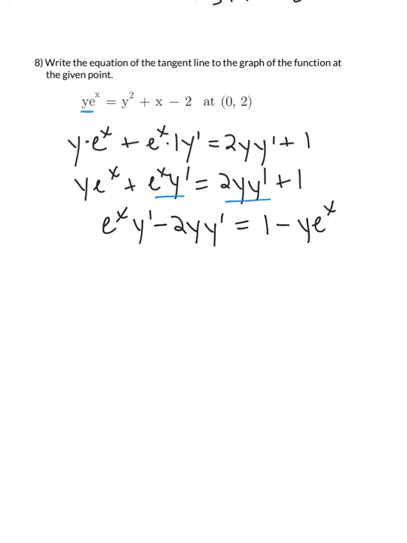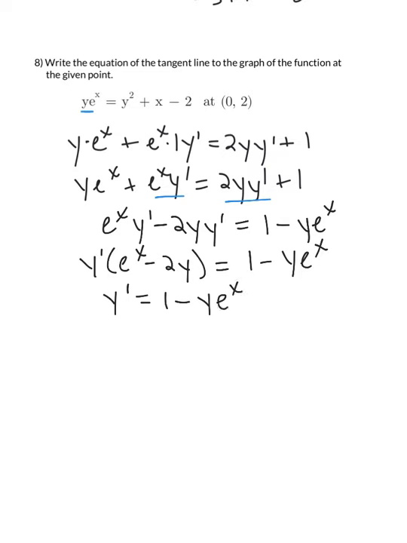I need to factor out the y prime on the left, which would leave e to the x minus 2y inside the quantity. Divide by the quantity to get y prime alone. So your final answer for your derivative will be 1 minus y times e to the x over e to the x minus 2y.